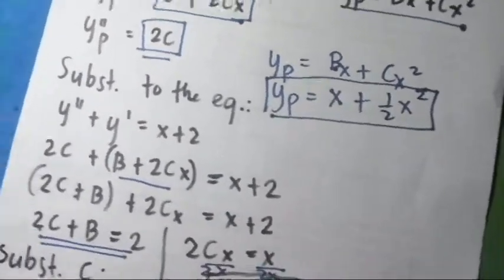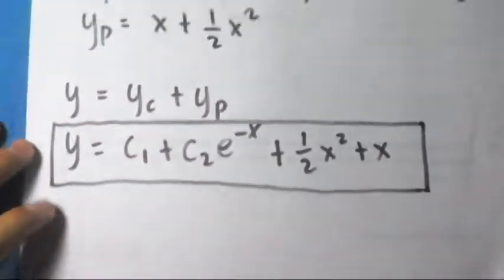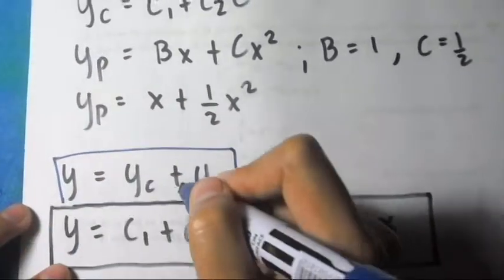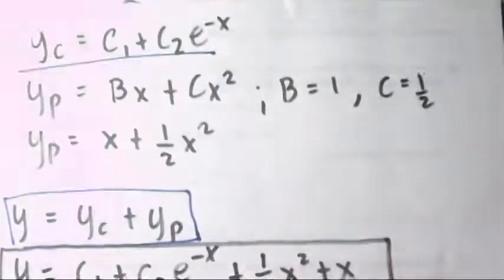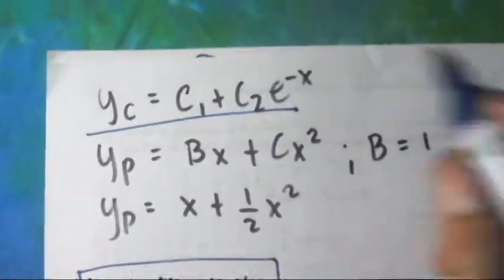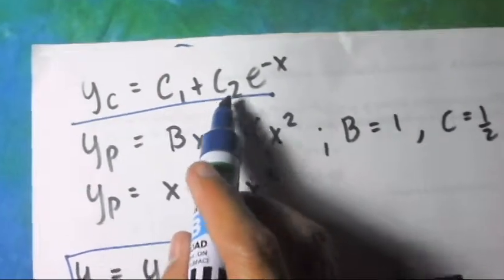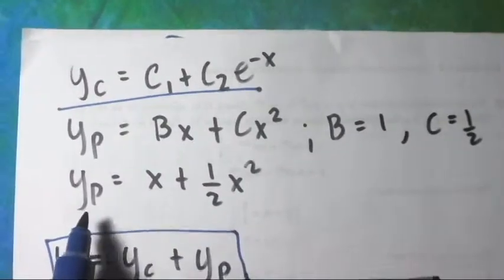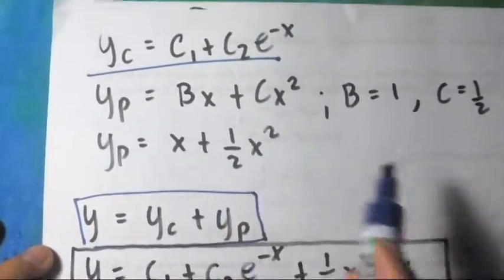As we know, our general solution will be this equation, yc plus yp. As we discussed earlier, we concluded that yc is equal to c1, which is the constant, plus c2 e to the negative x, and our y particular is x plus 1/2 x squared.